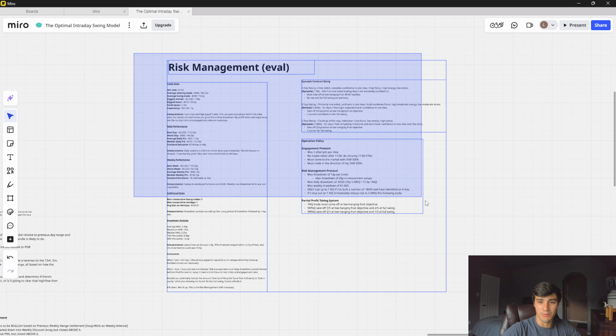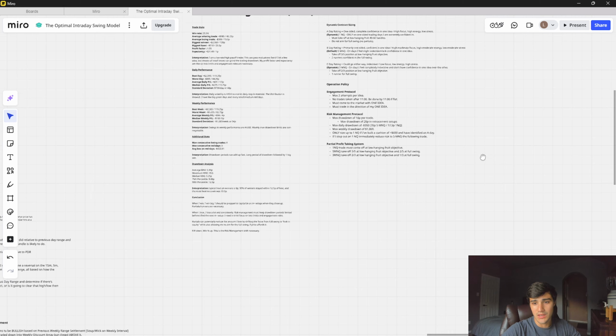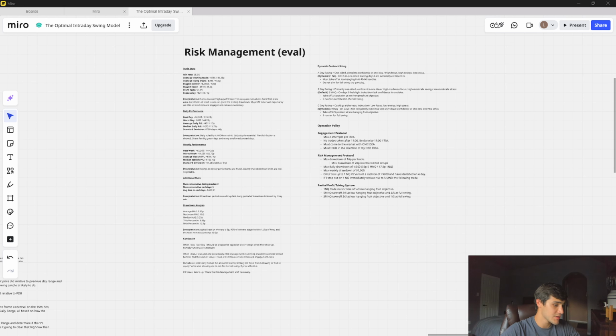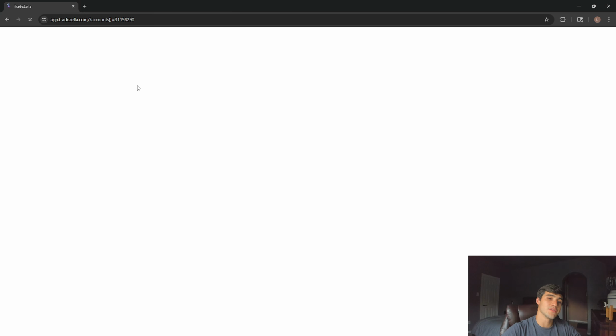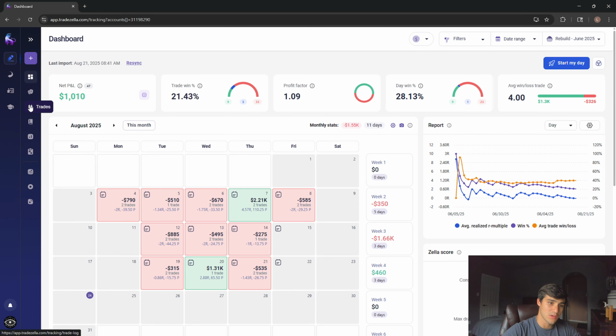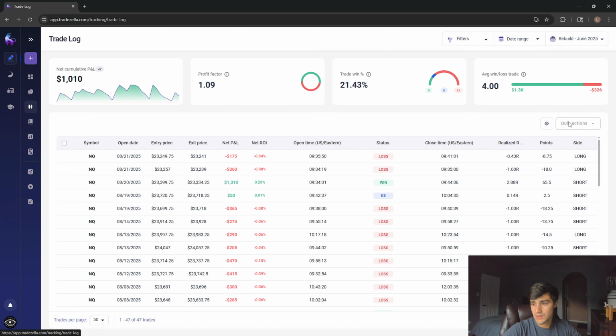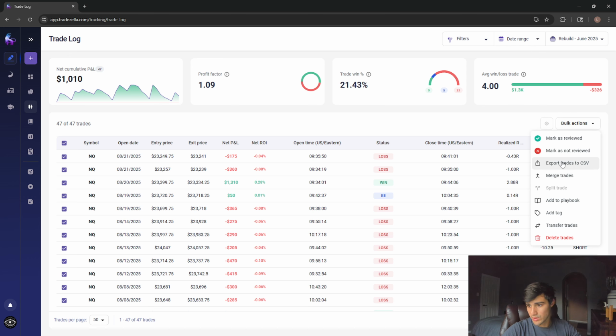In order for me to come up with the risk management plan, I had to go back and know my numbers. So what I did was I went to TradeZella. I went to my trade log, trades, and I selected everything, bulk action, and I exported everything as a CSV, and I ran it through ChatGPT, and I sat side by side with artificial intelligence, and I came up with a risk management plan that I think makes sense based on all the data.